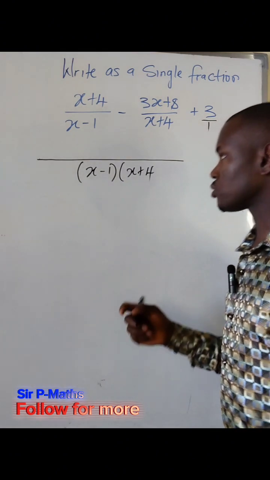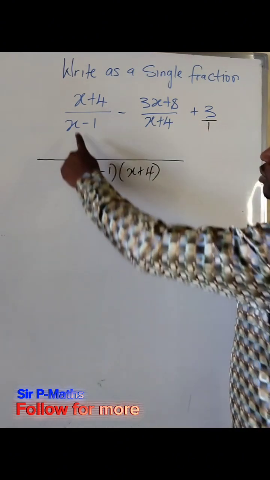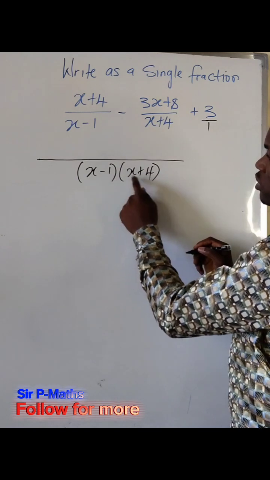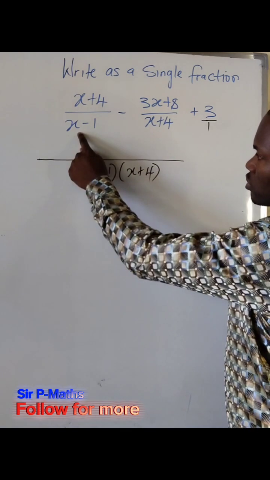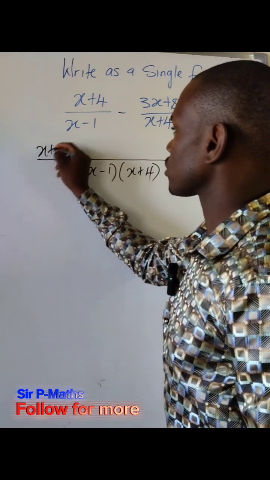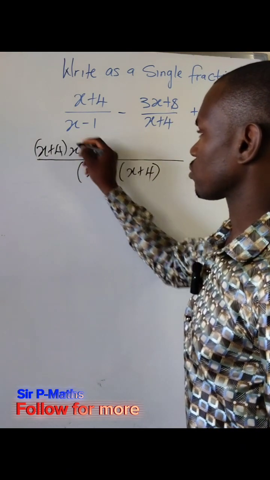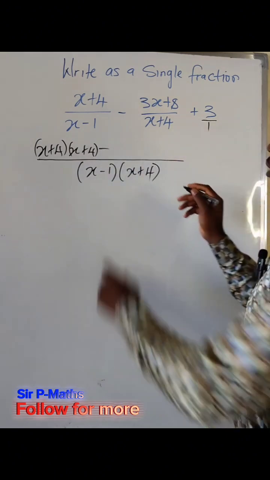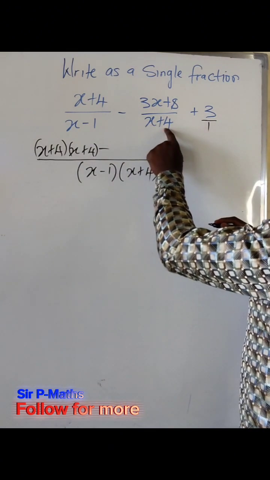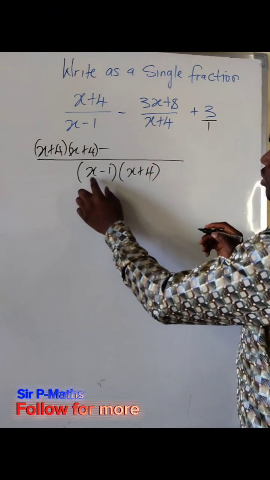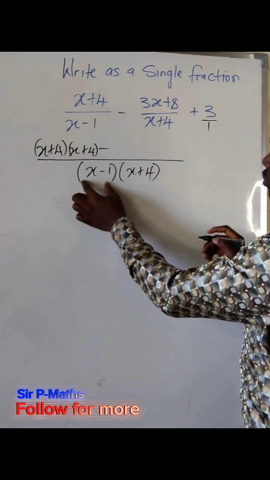So what next do we do? Let's simplify. X minus 1 divide x minus 1, x plus 4. This will cancel this. So I'll be having x plus 4 times x plus 4. All right? Then come over here. X plus 4 divide these guys. This will cancel this. I will have only this one.